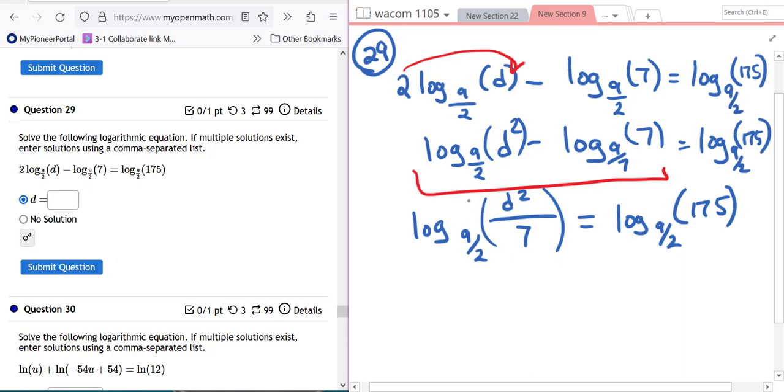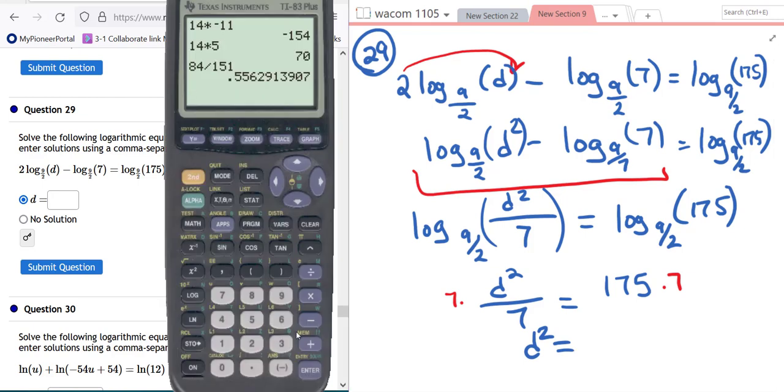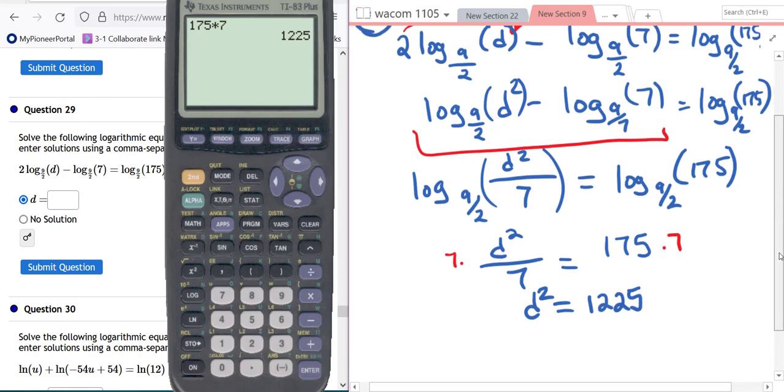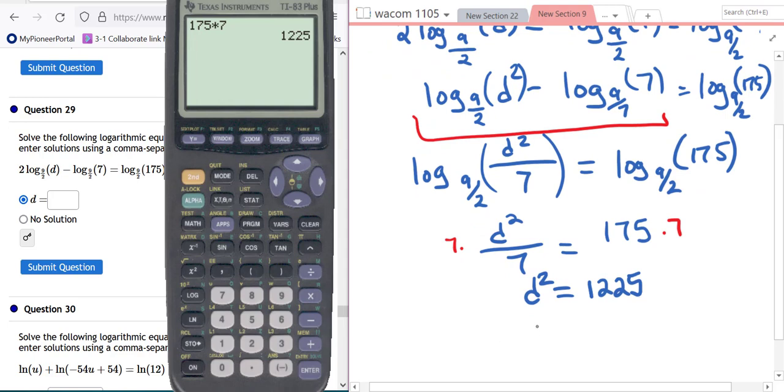So you're going to set d squared over 7 equal to 175. So you can multiply on both sides by 7 to clear that fraction out. Gives us d squared equals 175 times 7, 1225. Now, remember when you solve for d squared, you're going to take the square root of both sides, but you get two answers.